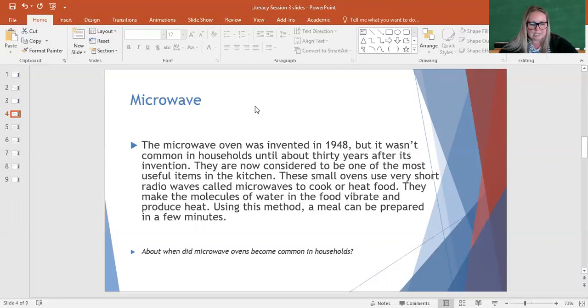Now, the question is about when did microwave ovens become common in households? I'm going to set my timer for a minute. I'm going to let you have some time to find the key parts of the question and try and find the answer in the text, and then I'm going to go through the answer with you. So you've got a minute to do that now.